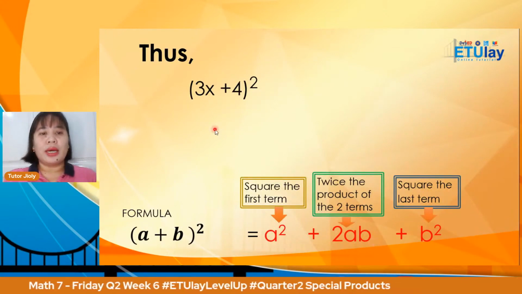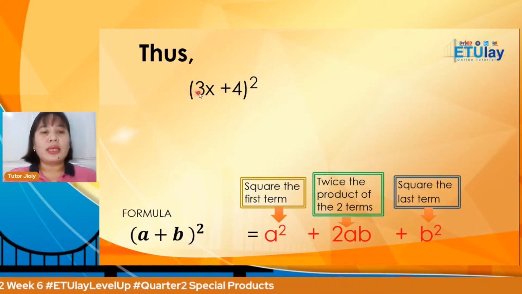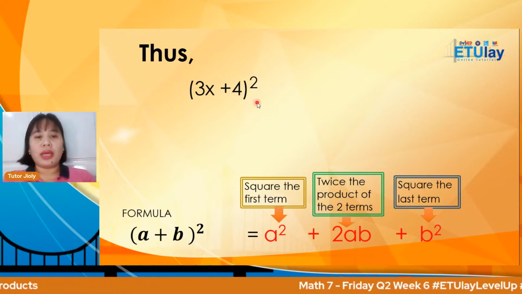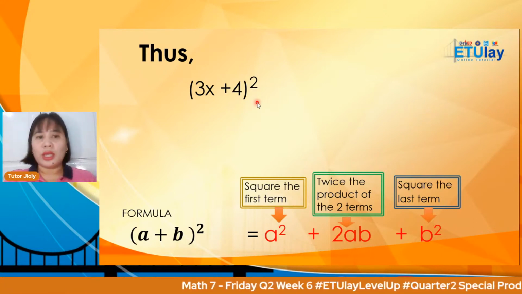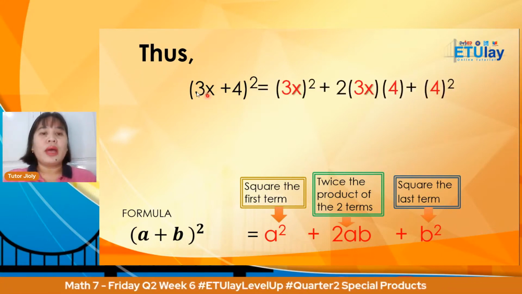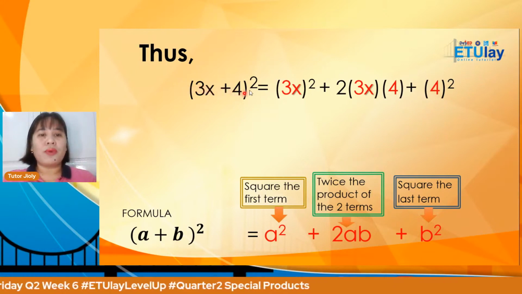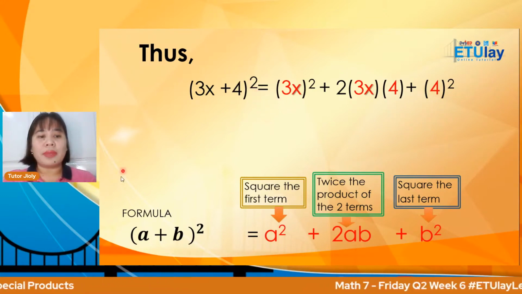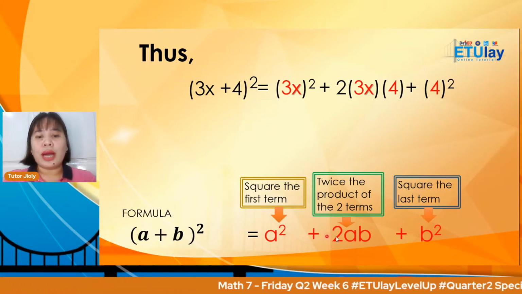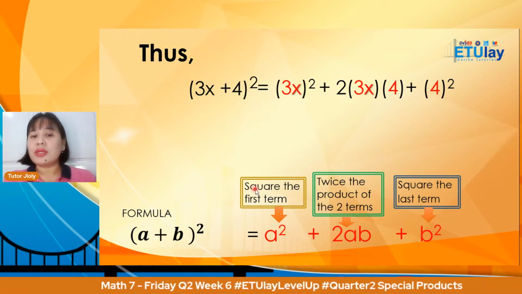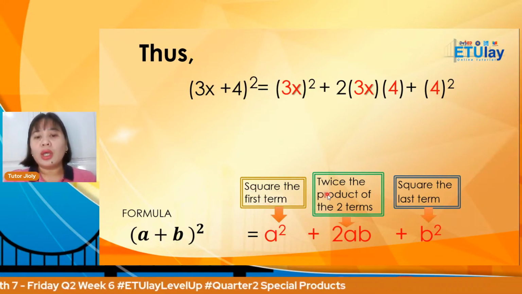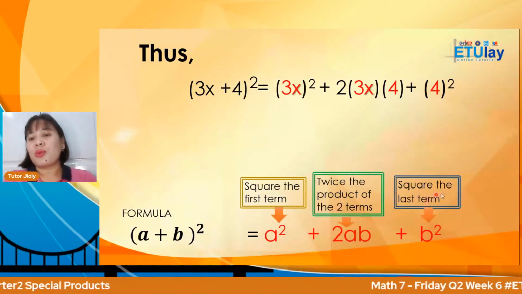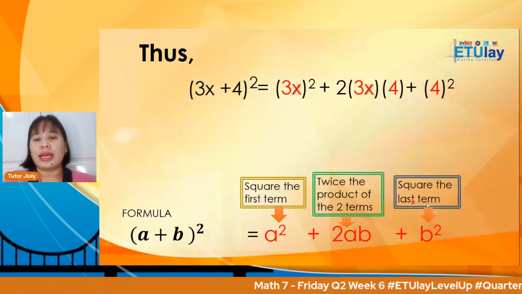We're going to apply, so quantity 3x plus 4 raised to 2. I-apply na po natin. Continue po tayo. So we have quantity 3x plus 4 raised to 2 is equals to, we're going to simplify. So first term natin, ang sabi dito sa formula natin, ito po yung guide natin. Ang sabi po, we are going to square the first term. Then, twice the product of the two terms plus square the last term. So, ito po yung susundan natin.